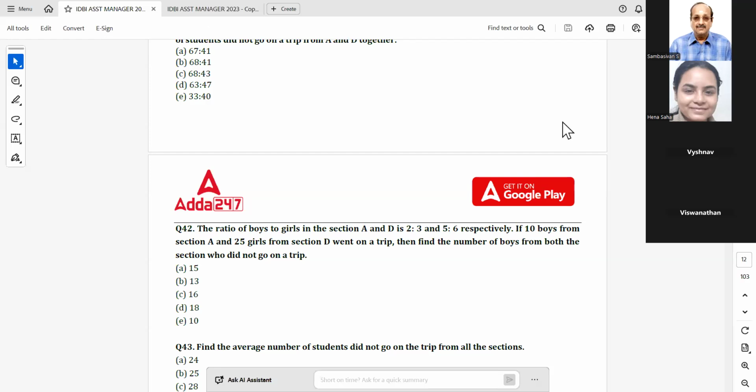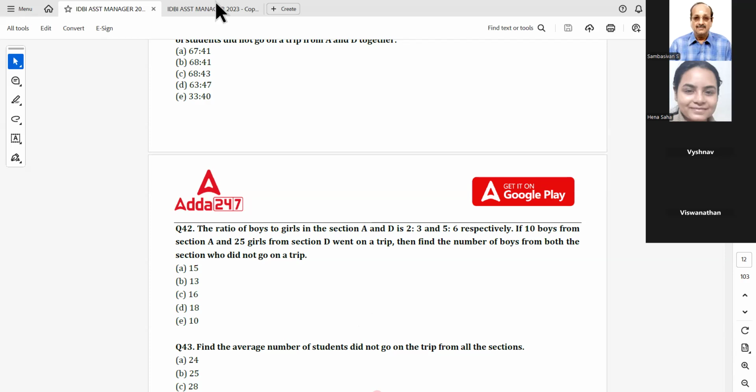Are you seeing this? The ratio of boys to girls in the sections A and D is 2:3 and 5:6 respectively. If 10 boys from section A and 25 girls from section D went on a trip, then find the number of boys from both the sections who did not go on a trip.